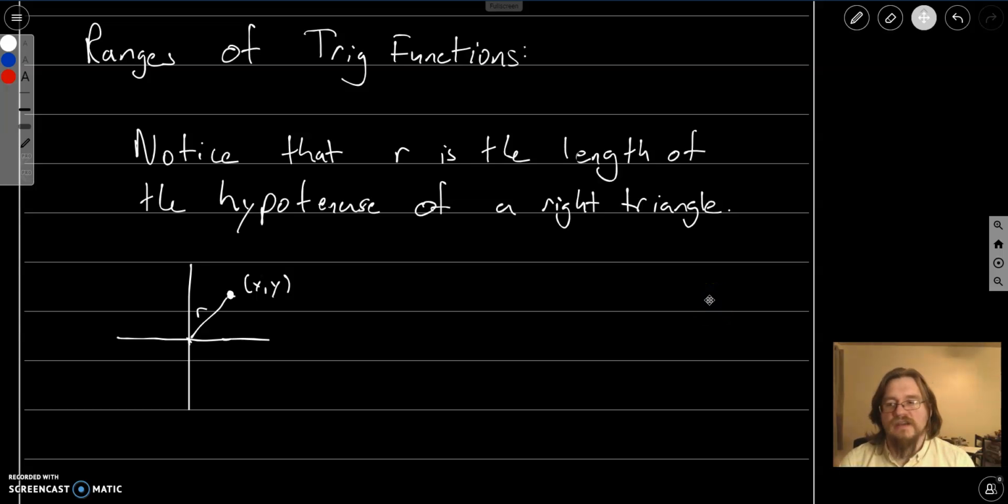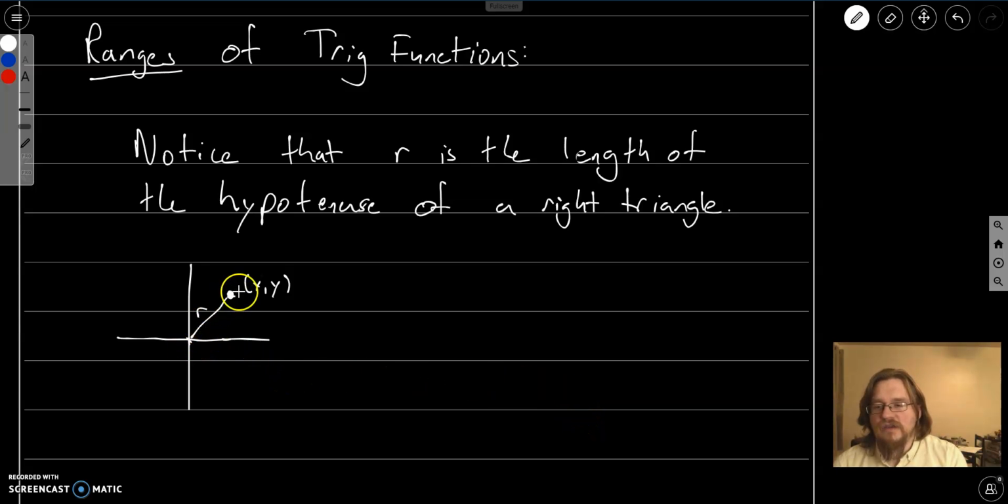Hello and welcome back. We've spent some time looking at whether or not our trig functions are going to be positive or negative depending on what angle we're looking at. But I also want to spend some time looking at the ranges of trig functions, meaning what are all the possible values that you can get if you plug an angle into one of our trig functions. We've seen that you can get positive and negative values, but exactly which positive and negative values?